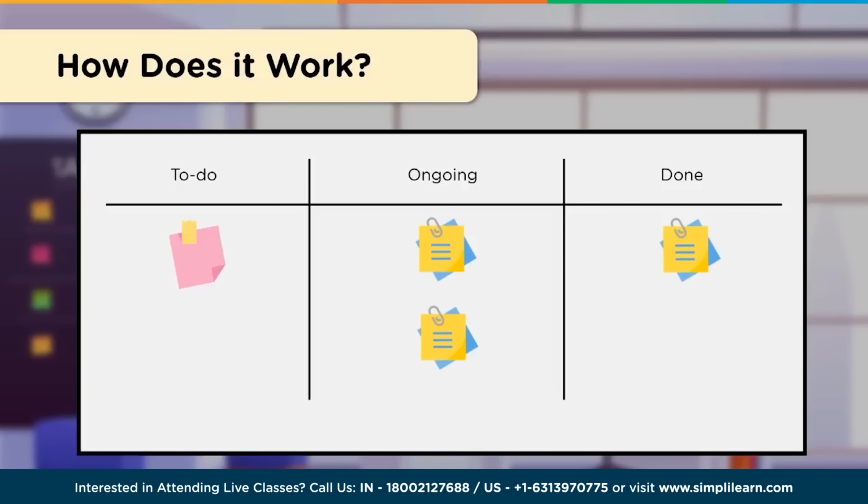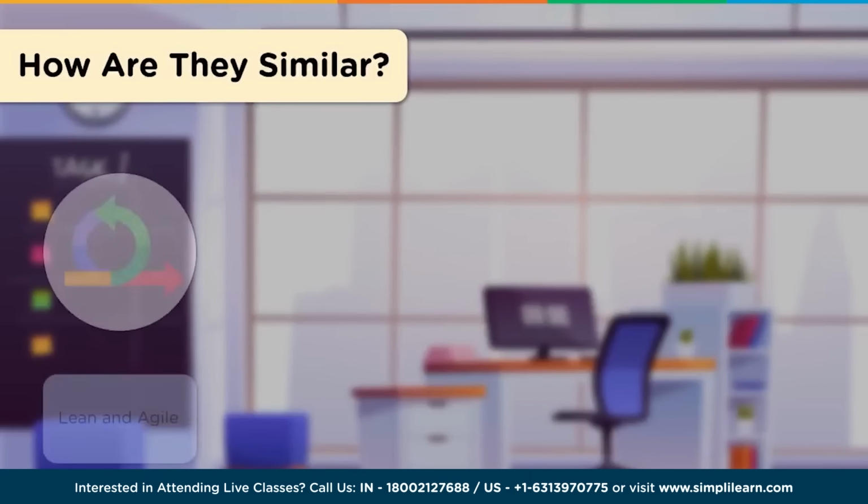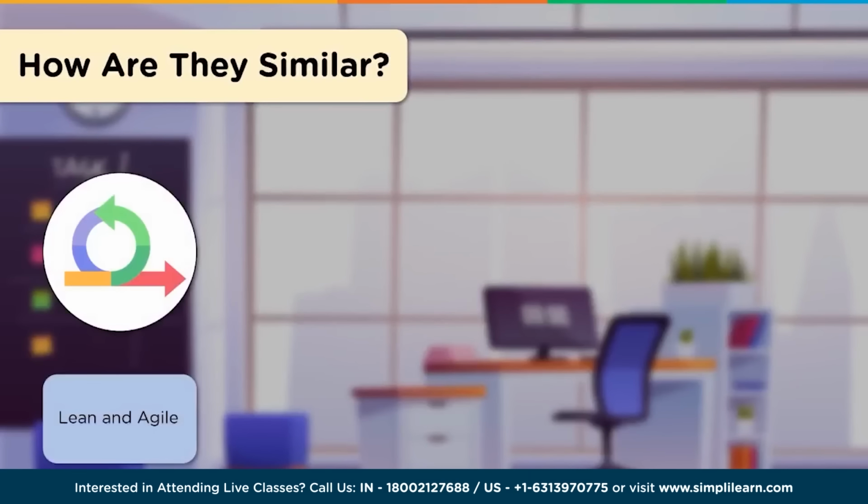At this point, you guys must have realized how similar these two frameworks sound. So let's run through some more of their similarities. Let's find out how they are similar. Firstly, they both have principles of lean and agile, which means reduction of waste, and both of them are time-boxed and iterative approaches that enable product delivery in an incremental manner.